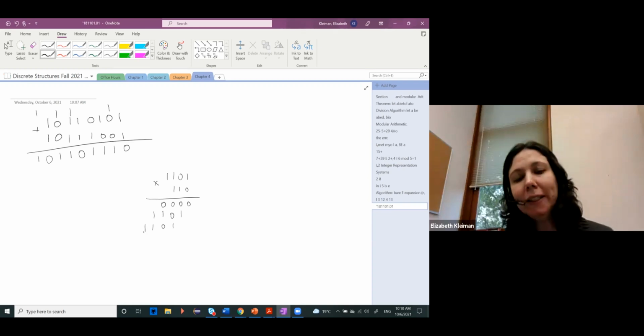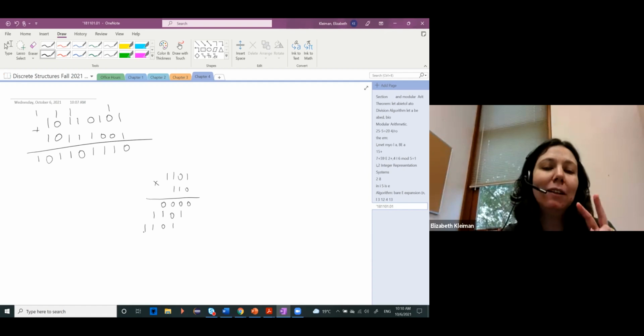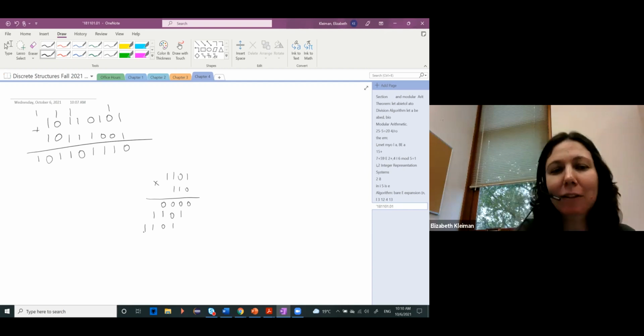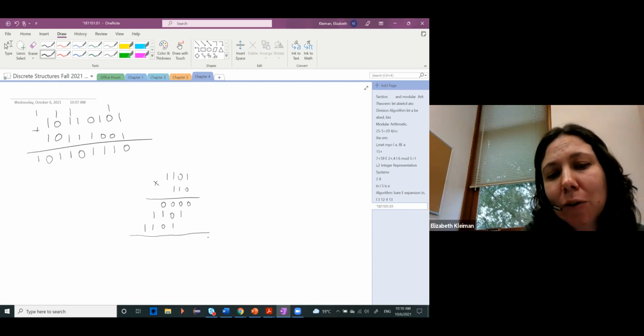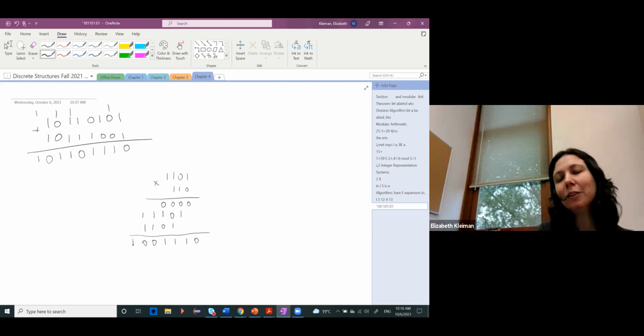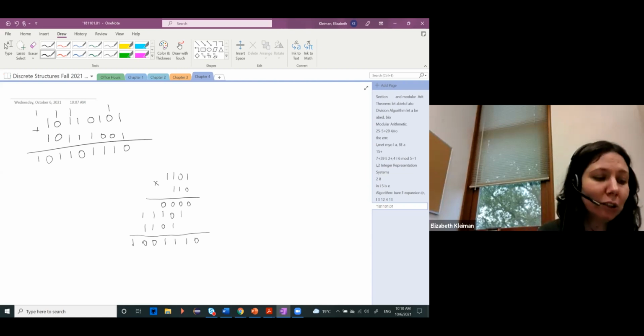Now the beauty is that because we have either 0 or 1, we only have 2 options. Either we put all zeros or the number itself, correct? Because 1 multiplied by the number is the number itself. And now we need to do the addition. So it's 0, 1, 1, 1, 0, 1, 0, 1. So this is the number we are going to get.